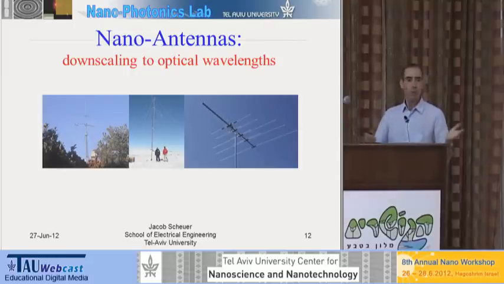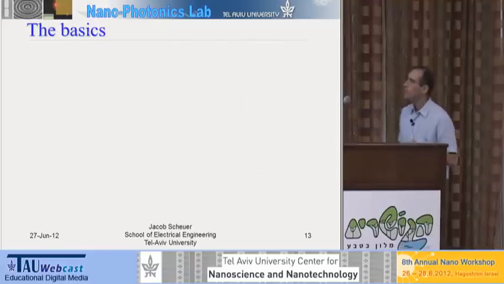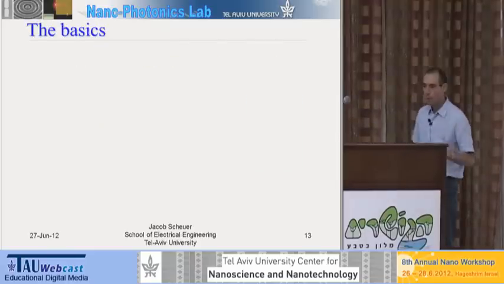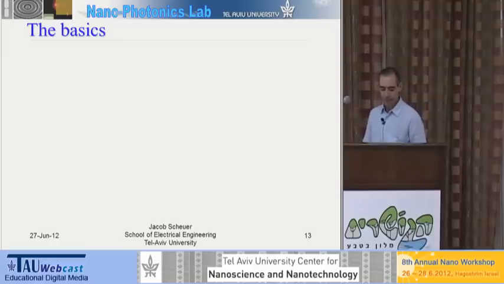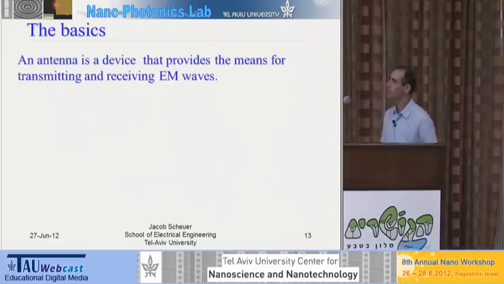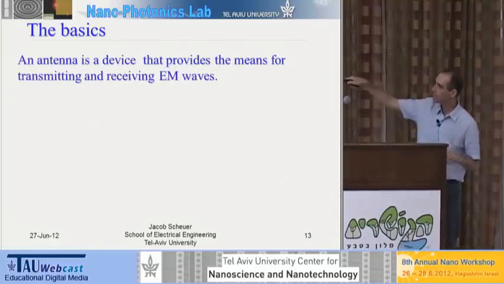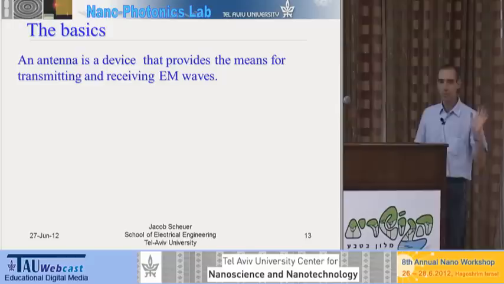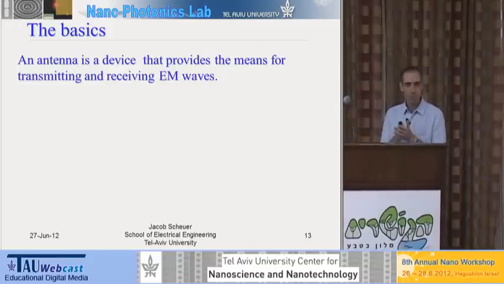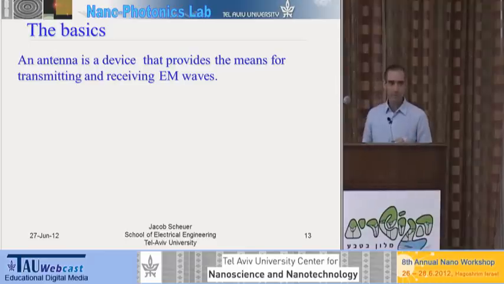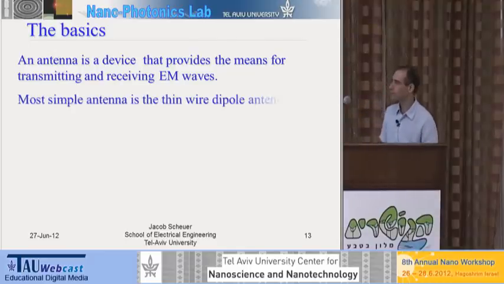Specifically, we all know what an antenna is, right? But what happens when we downscale it into optical wavelength? So let's start with the basics. If we open up a textbook in antenna theory, we see that an antenna is defined as a device that provides the means for transmitting and receiving electromagnetic waves. So, surprise, surprise, light is also an electromagnetic wave, so maybe we can use antennas for visible and infrared light.